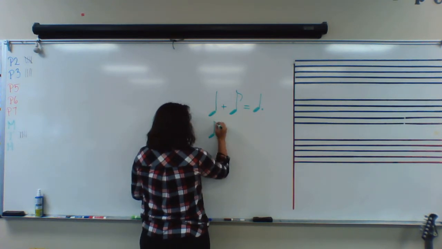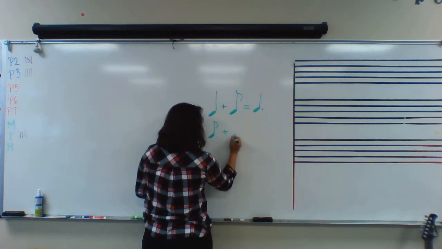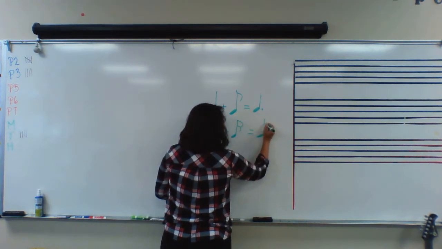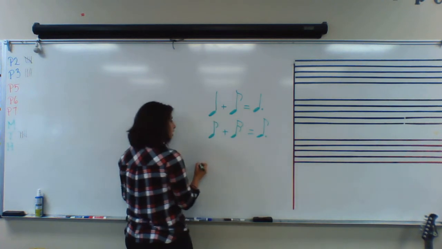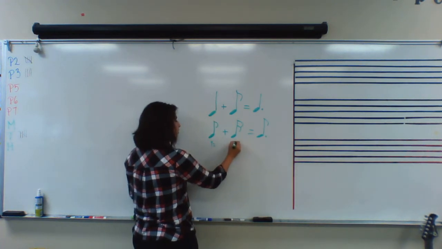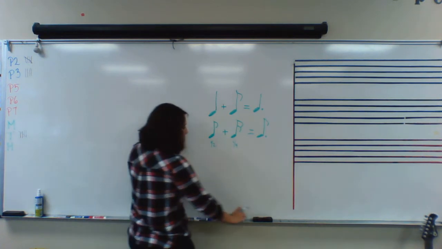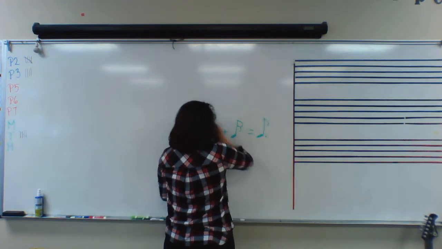You can even go further than that. What's half of an eighth? Half of an eighth is a 16th. So a dotted eighth looks like that. You got half and a quarter. Okay? So that's what the dots look like.